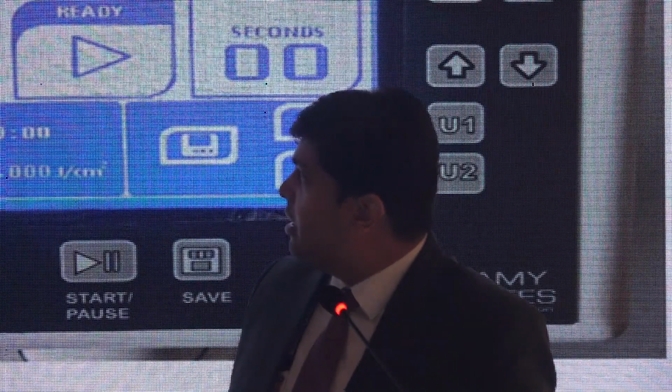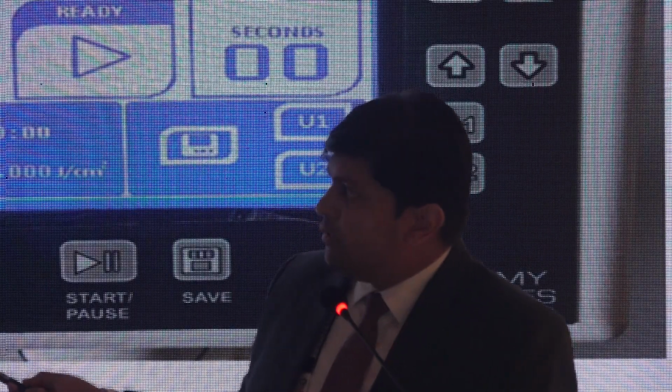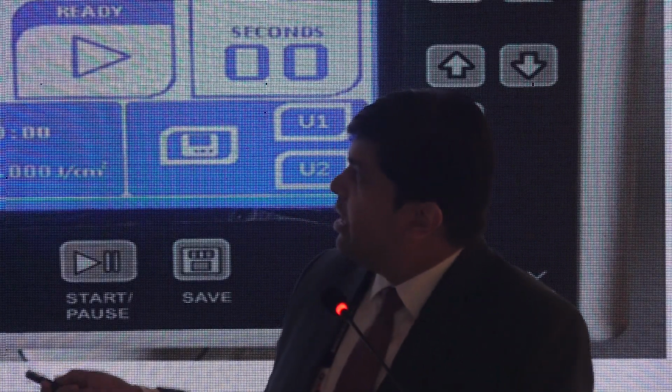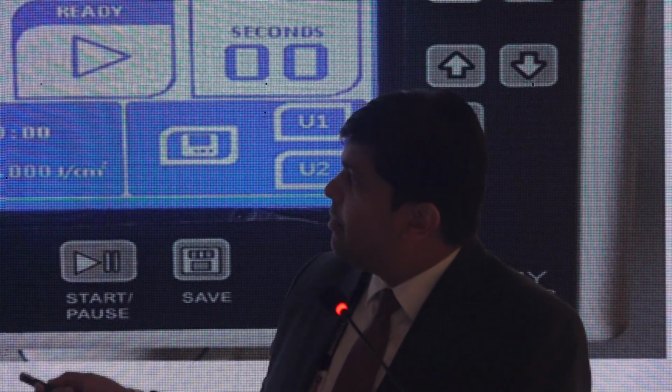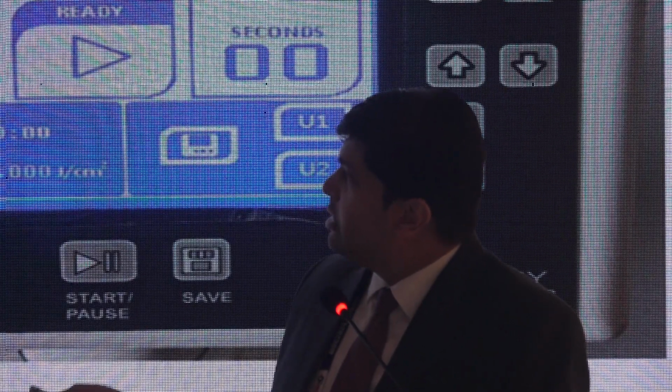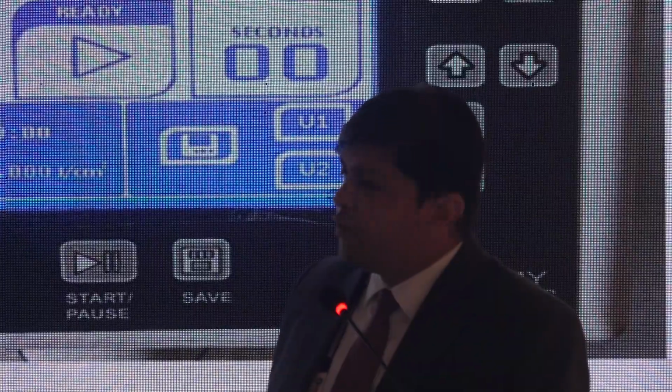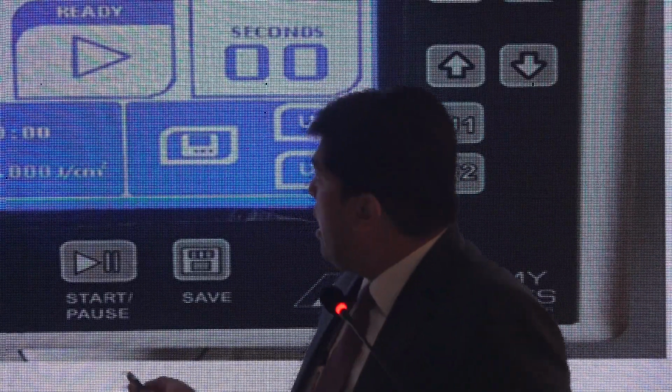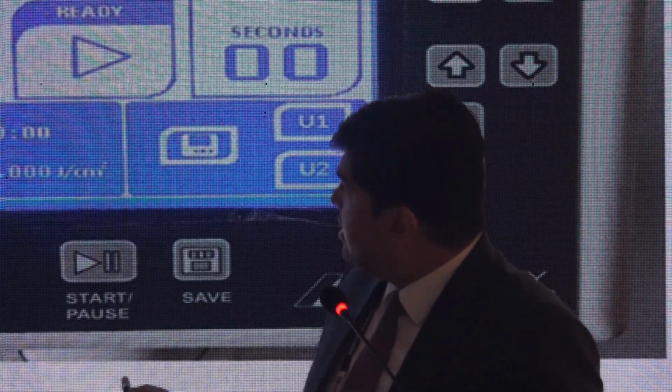So this is a C3R machine prototype, and as we can see, this is the display console of the machine, and this is the UV emitting arm of the machine. It has a foot pedal, so that you can adjust this UV emitting arm to focus it on the cornea.